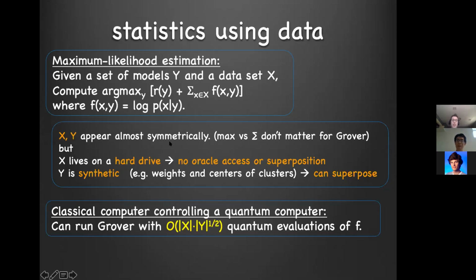Classically, you'd have to look at the size of the set y. Quantumly, you only need the square root of the size of the set. In the inner loop, you have to evaluate this cost function, and essentially there's no quantum speedup there. You just have to iterate through all the values of x. And so that's what yields this runtime.